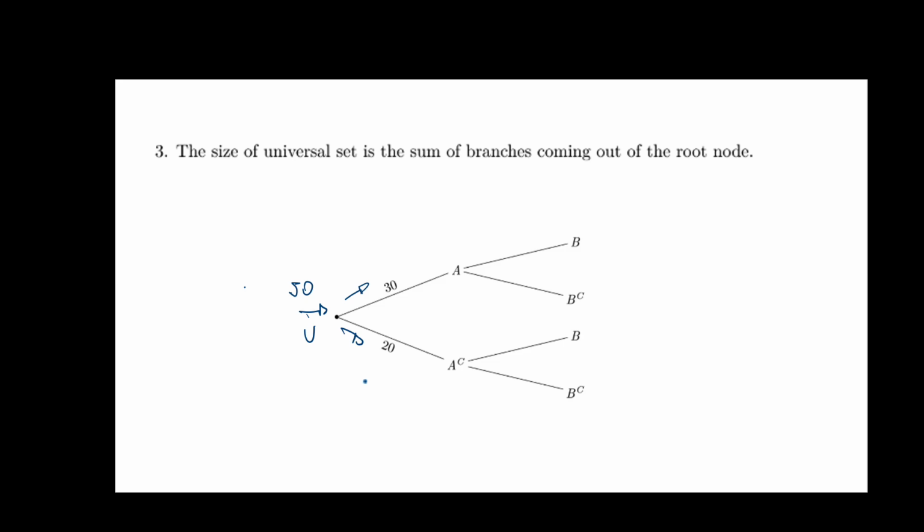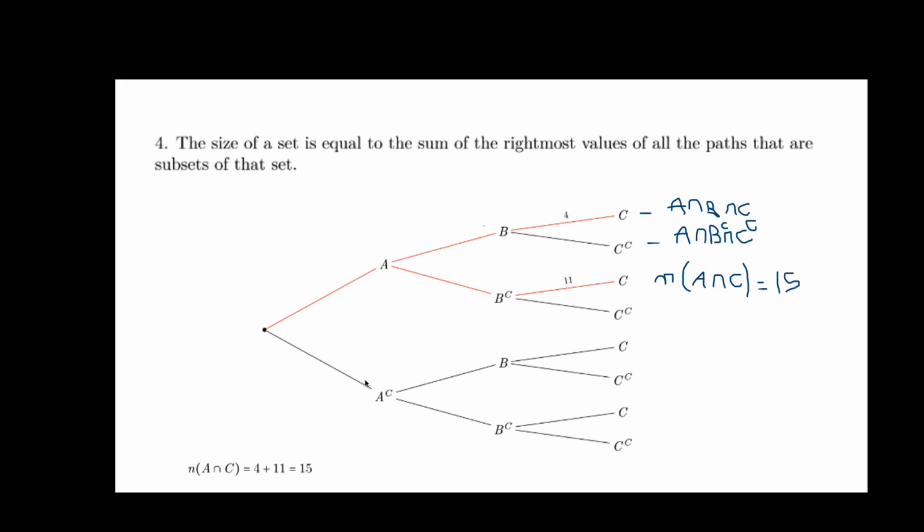So this is the third one, any questions about this? I think this is just a consequence of the first one. Okay. All right, and the last one, it's not complicated, but it's not that easy to understand the wording. It is: the size of a set is equal to the sum of the rightmost values of all the paths that are subsets of that set. Okay. If you read it really carefully, you can take some time to do that, but I'm going to explain it to you already.